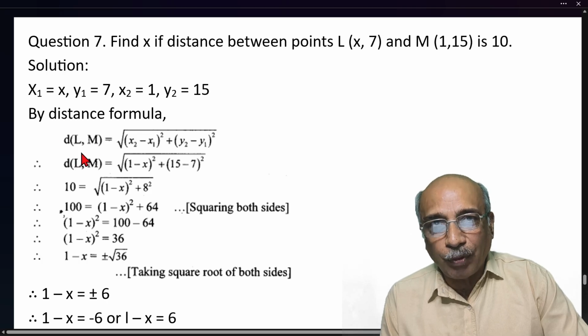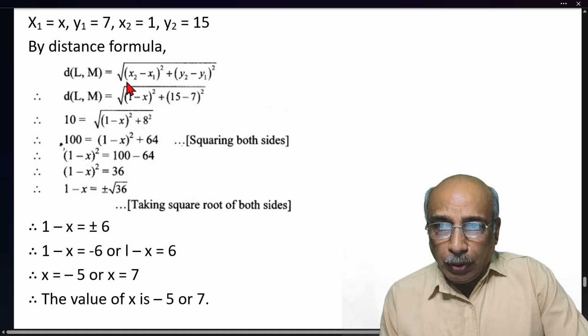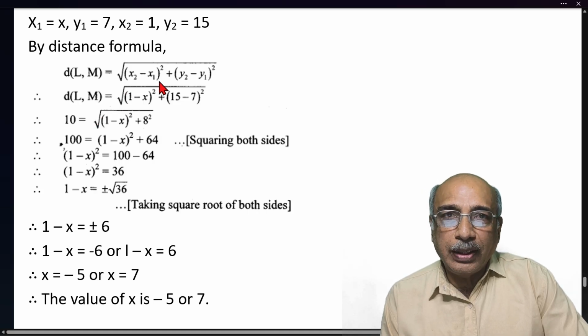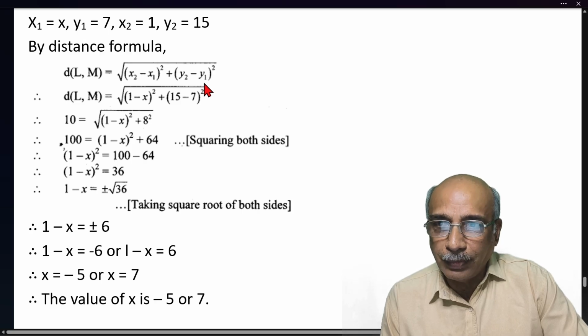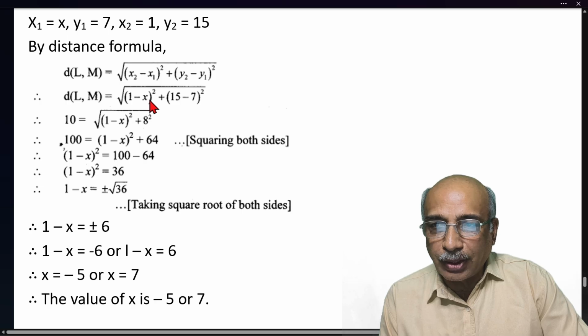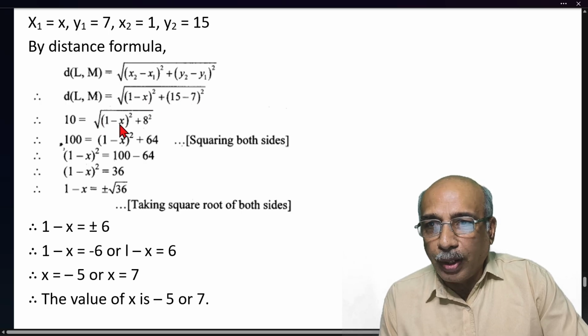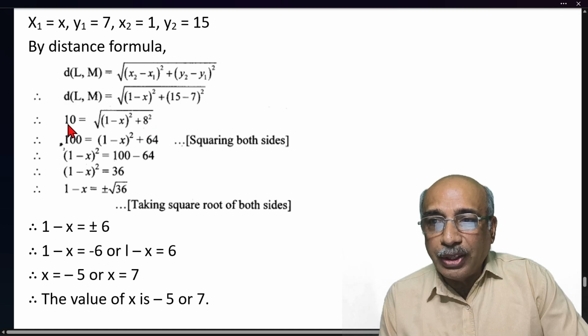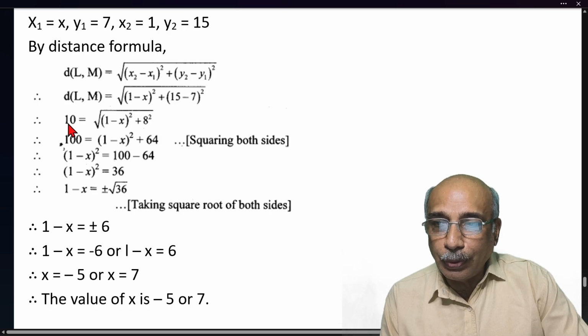So here distance LM is given. Again by the distance formula only, distance LM equals root of (x2 minus x1) whole square plus (y2 minus y1) whole square, where x2, x1, y2, y1 are the coordinates of points L and M. So root of (1 minus x) whole square plus (15 minus 7) whole square, that is (1 minus x) square plus 8 square, equals 10, because the distance LM is given already as 10.